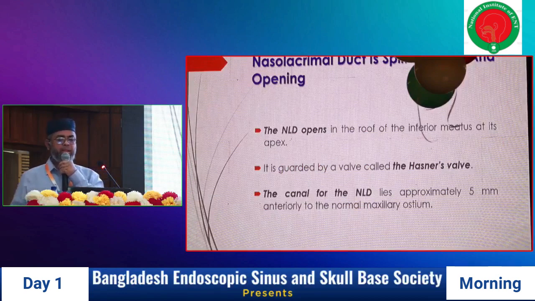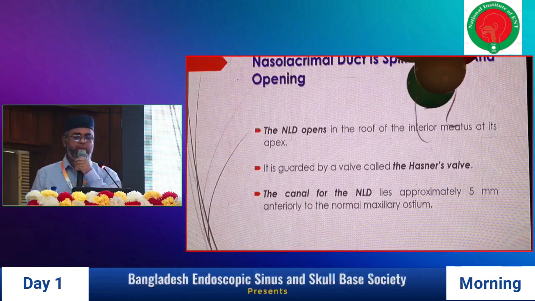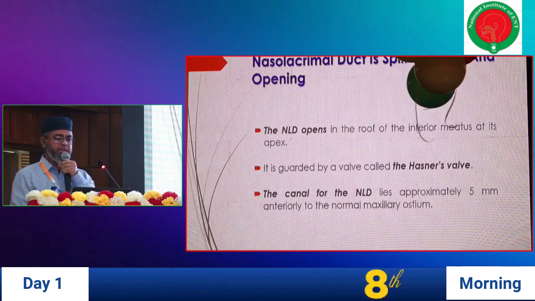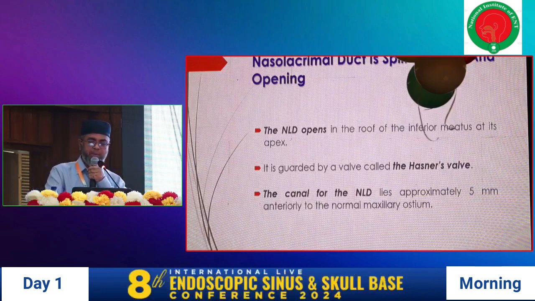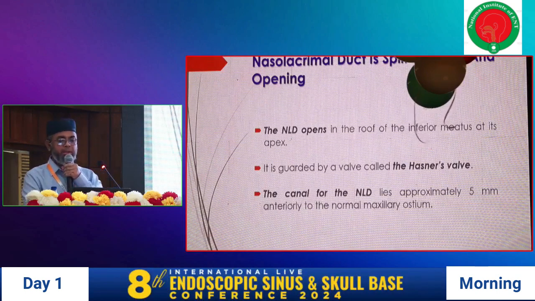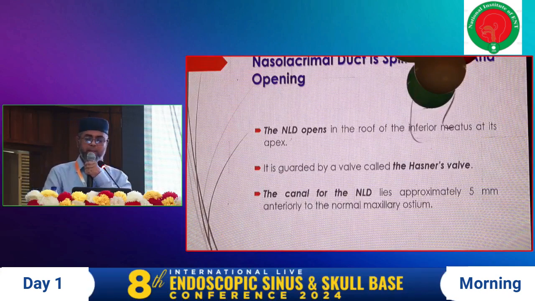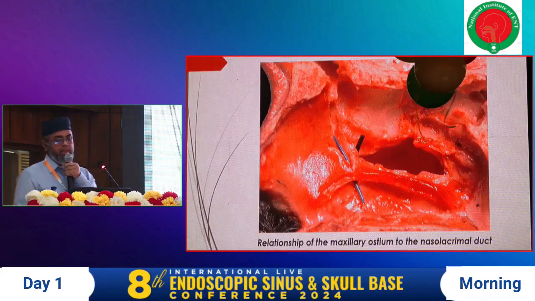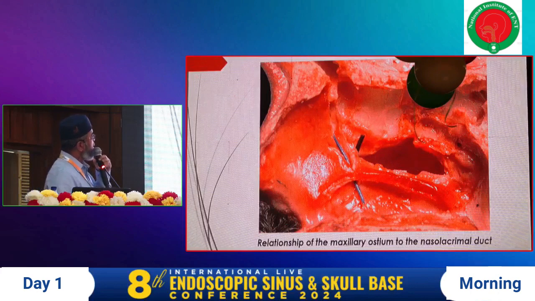The nasolacrimal duct opens into the roof of the inferior meatus, and its apex is guarded by the valve called Hasner's valve. The canal for the nasolacrimal duct is approximately 5 mm anterior to the normal maxillary ostium. And this is the nasolacrimal duct.